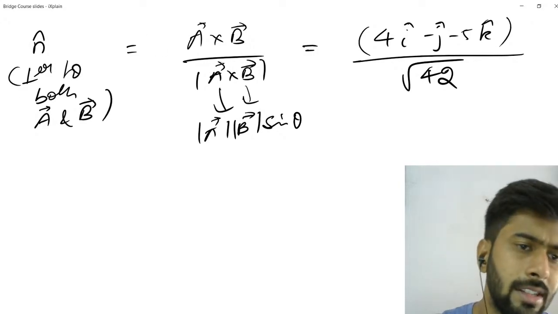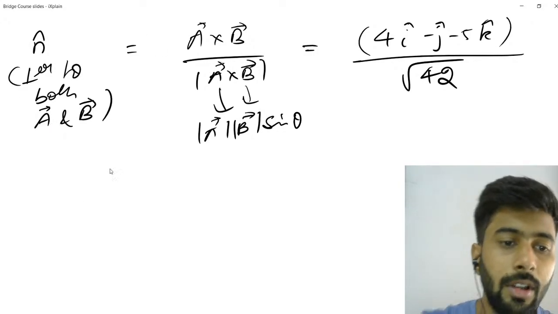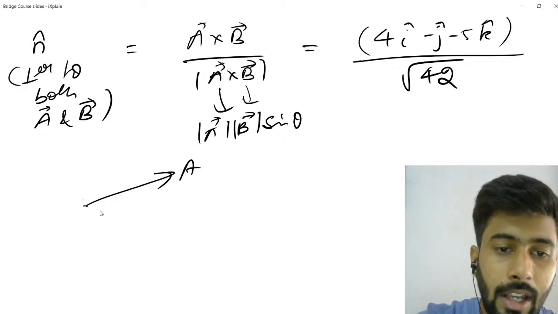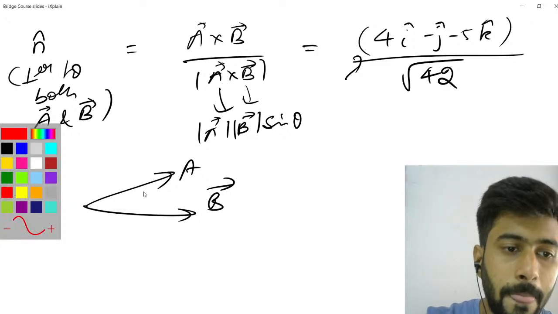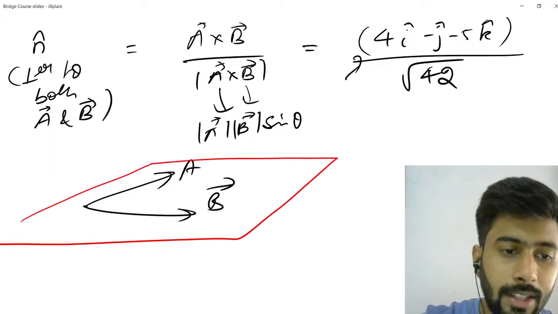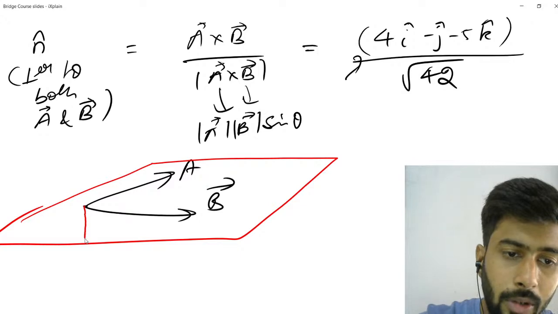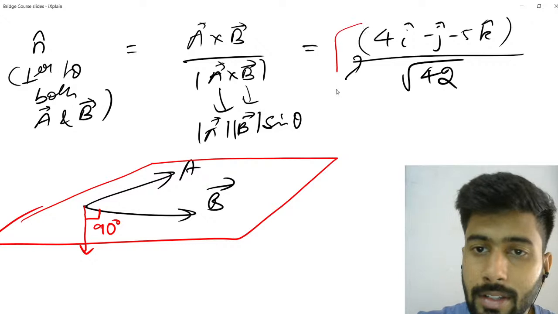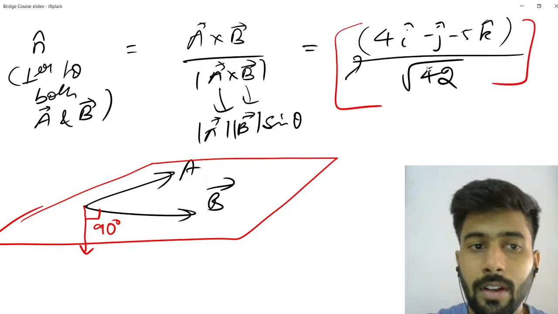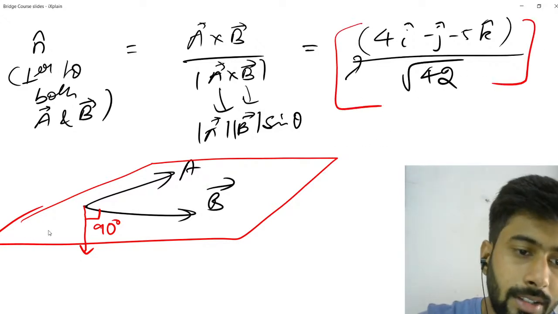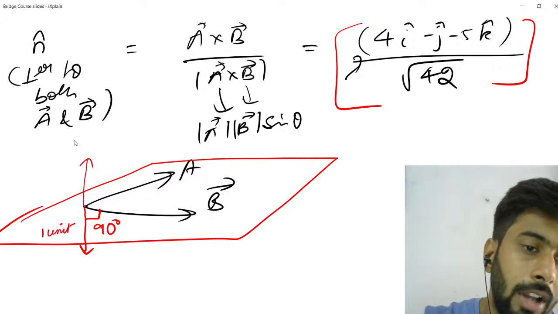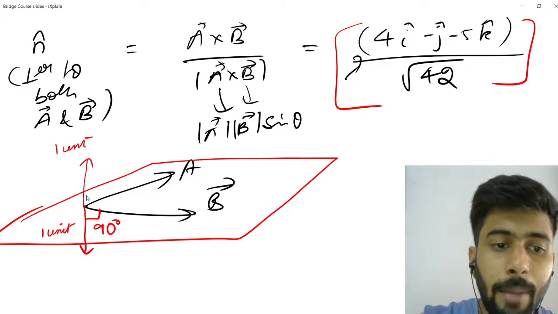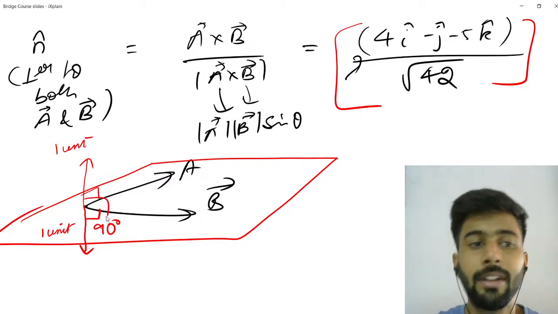In fact, this is an incomplete answer, to be honest, because if your A is like this and your B is like this, then what is this telling you? This is a unit vector which is perpendicular to A cross B but in the downward direction, right? This vector is having a unit magnitude but it is pointing down. You can also have a unit vector which is pointing up, no? Because that also will be perpendicular to both A and B.